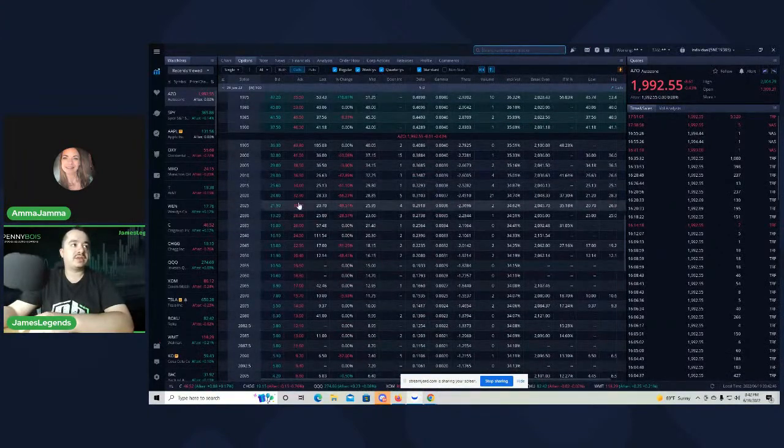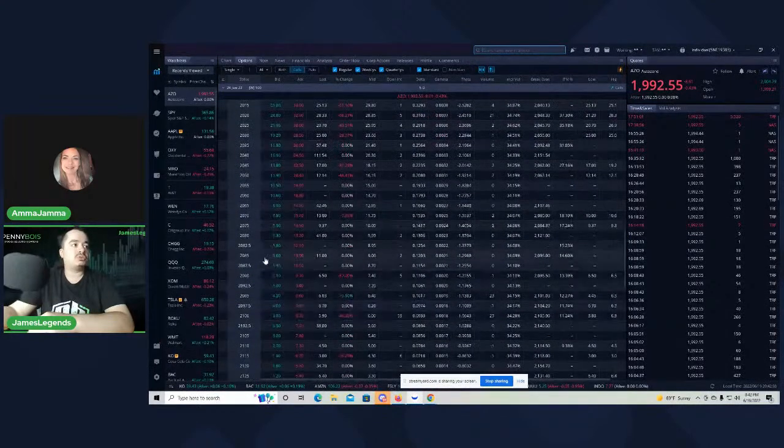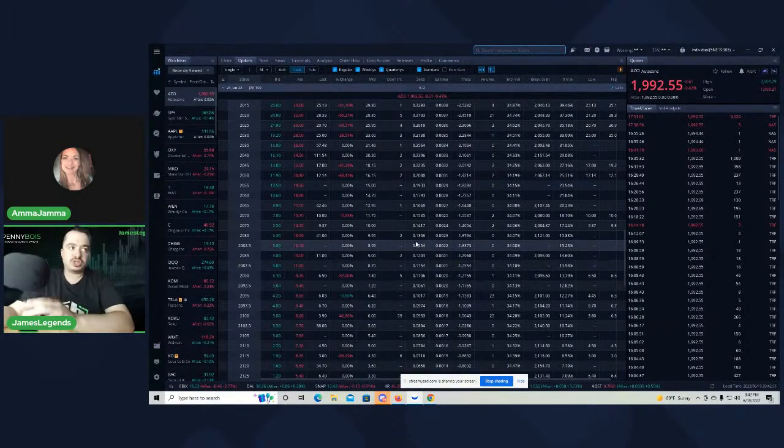So look at the bid and ask spreads on these. These are very high, right? Even down here in the low ones, you have the 2085 call. $5 bid, $13 ask, right? So that's a huge difference. So you don't even want to, in my opinion, I don't even want to touch that, right? I'm not even going to touch that.